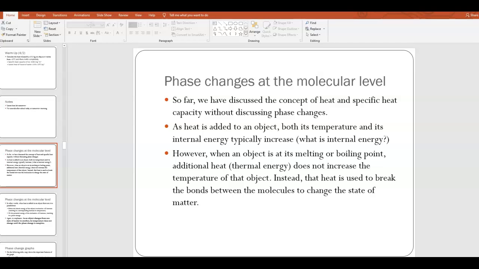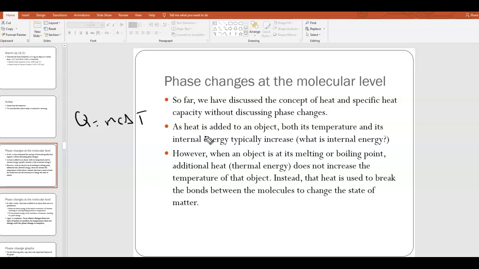Okay, so in the last video we did some problems with two object problems, still only dealing with specific heat capacity. So today we're going to talk about phase change. So basically up to this point the only equation we've seen with heat has been Q equals mc delta T.